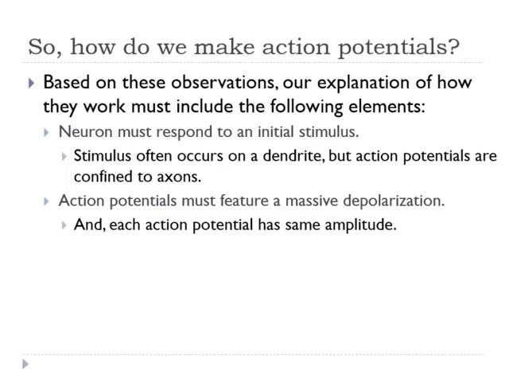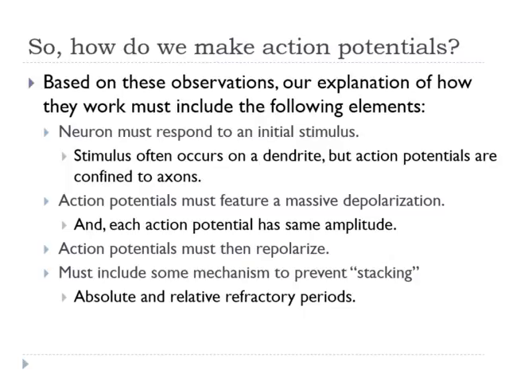Right? So we need to have a massive upswing in membrane potential, and each one basically should have the same amplitude as we execute an action potential on a membrane. So every time it does that, each action potential should more or less be about the same as all the other action potentials. After the massive depolarization, we need to have a subsequent repolarization. So we need to get back down to resting membrane potential.